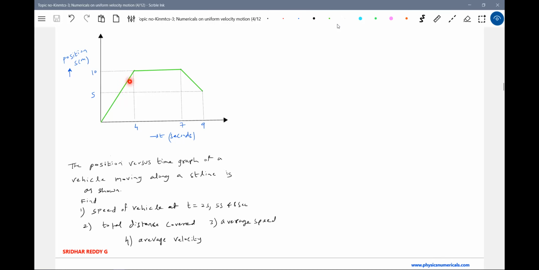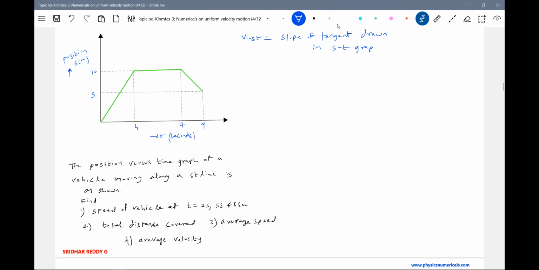Velocity is constant, uniform velocity motion. So let's go back to the definition of instantaneous speed, V instantaneous. Now, what is the method? Slope of tangent drawn in the ST graph will give instantaneous velocity.